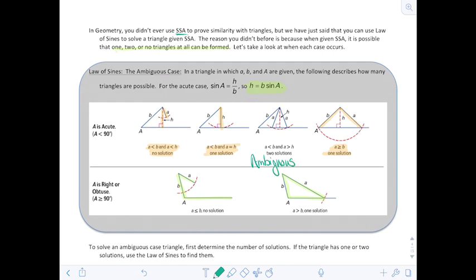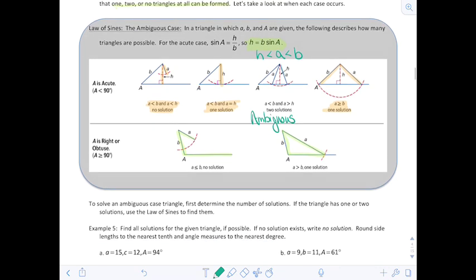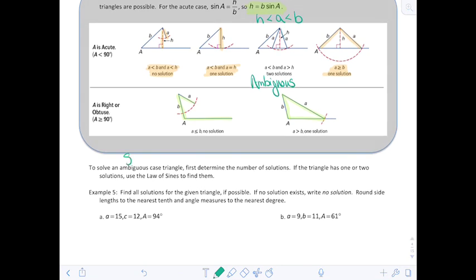When we have A being longer than the height but shorter than the other side B, we can think of that side A being on a pendulum and swinging, giving us two different triangles. So this is where we want A to be in the middle between the height and the other side given. The height is the smallest, then A, and then B, and we'll have two triangles. So again, the ambiguous case is when you have side, side, angle.